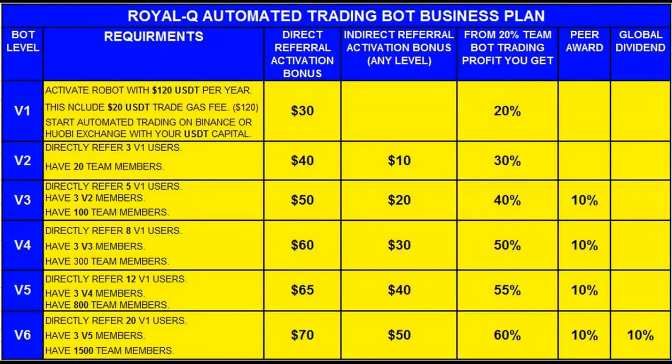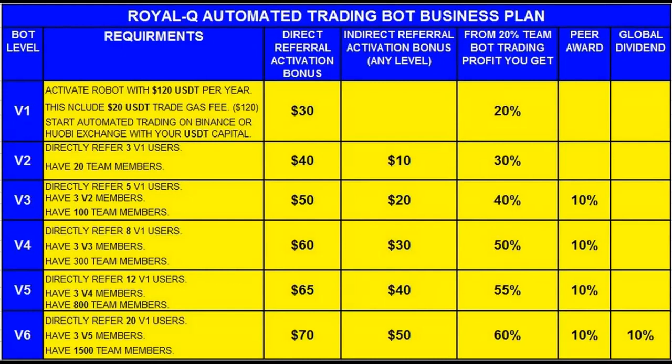Now, how do you get started? The first thing you need to do is to be an activated member for you to be on the first rank, which is V1. If you have not activated your bot, your robot, and you just registered, you'll be on V0. But immediately you activate, you'll be on V1. And all you need to activate is 120 USDT for 1 year. With that, you can now start your trading, and the robot is trading for you on Binance, right?